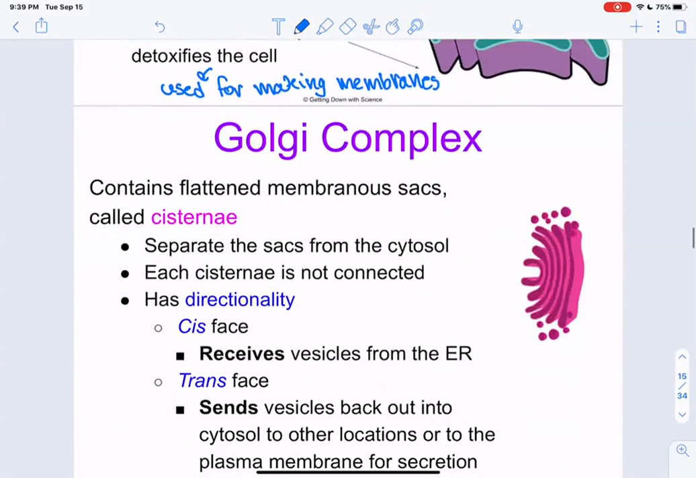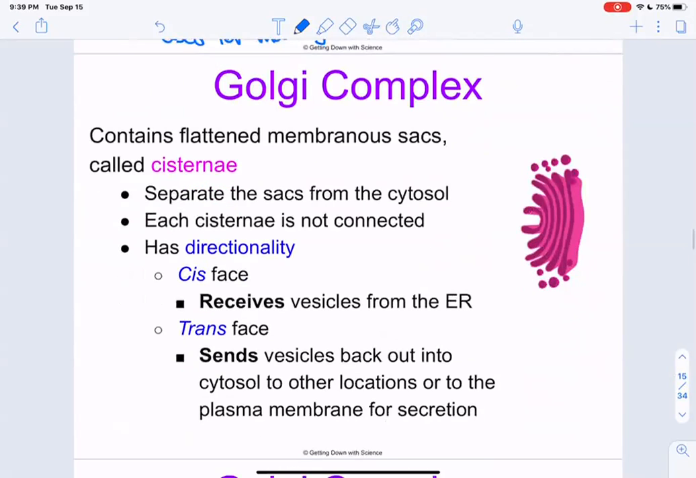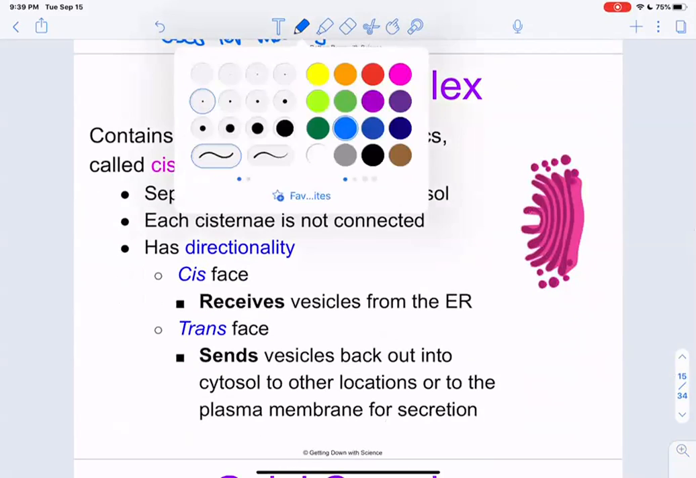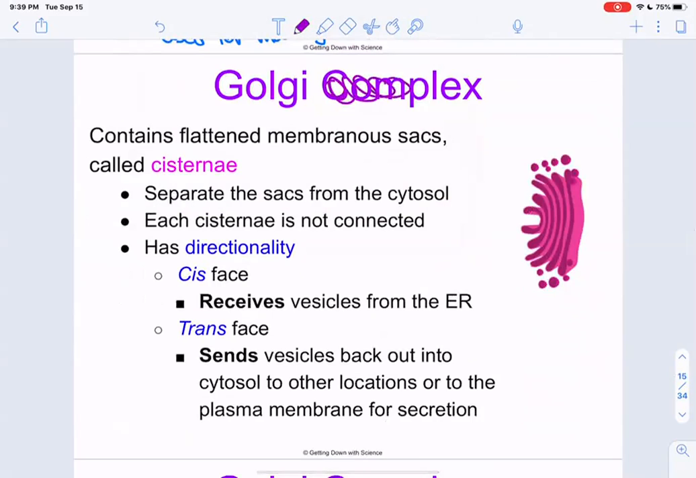And so our next structure is going to be the Golgi apparatus. I don't know why this says complex. Apparatus. You're using key vocabulary. I did not spell that right. I am so sorry. Someone call me out on it later.